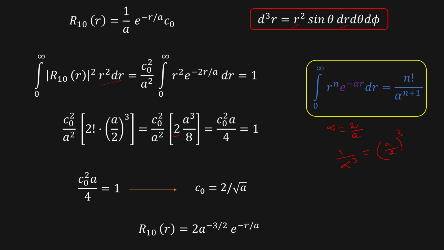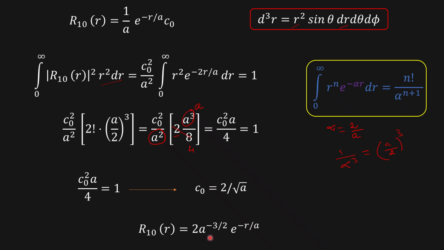Then this will become a divided by 2 whole cube. This 2 factorial I have written as 2. Then this will be a cube divided by 8. So this and this will get cancelled. You will get 4, and the a squared and a cube will become simply a. So this will be C naught squared a over 4 is equal to 1. Or C naught squared a over 4 is 1. C naught is equal to 2 over square root of a.